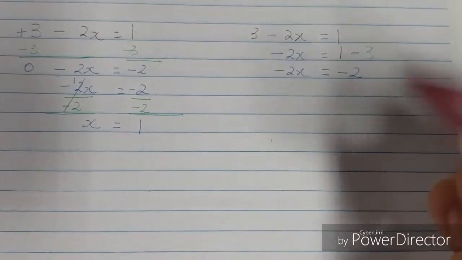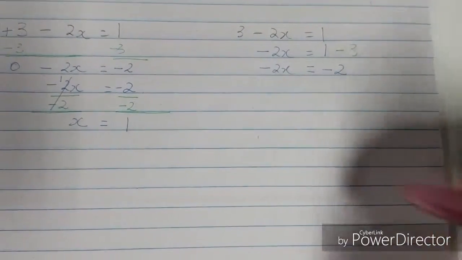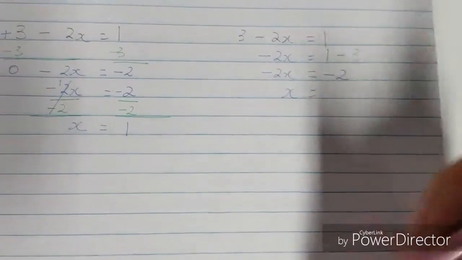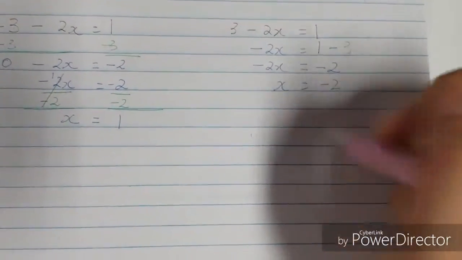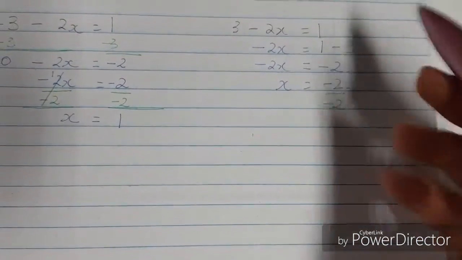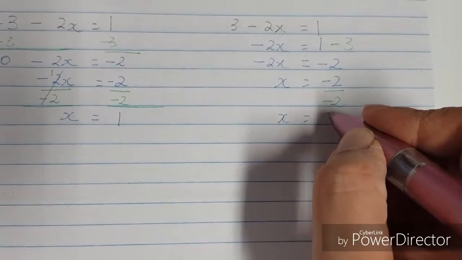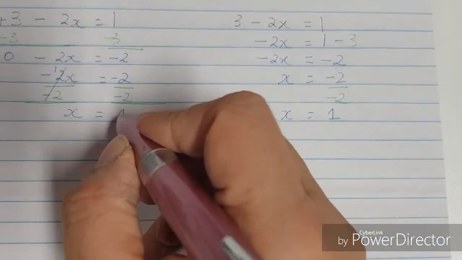Next part is let's divide both sides by -2. So we can write x equals -2 divided by -2. And then the next part is x equals -2 divided by -2 is 1, or positive 1.